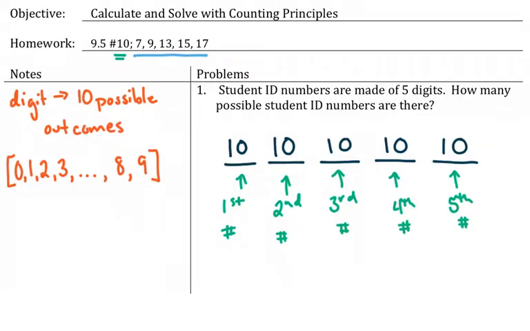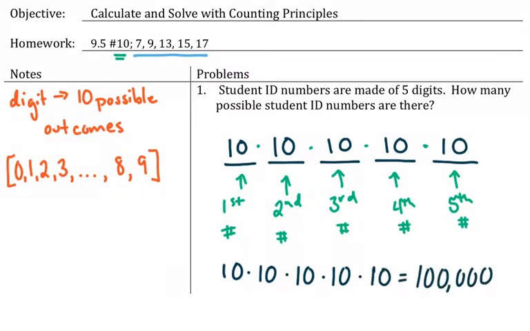Now that we're thinking about each space as its own separate amount of outcomes, in order to figure out the total number, we just multiply all those spots together. So times 10, times 10, times 10, all the way out. Here you're just going to do a little arithmetic: 10 times 10 times 10 times 10 times 10 is 100,000. So there's 100,000 possible student ID numbers for this problem.